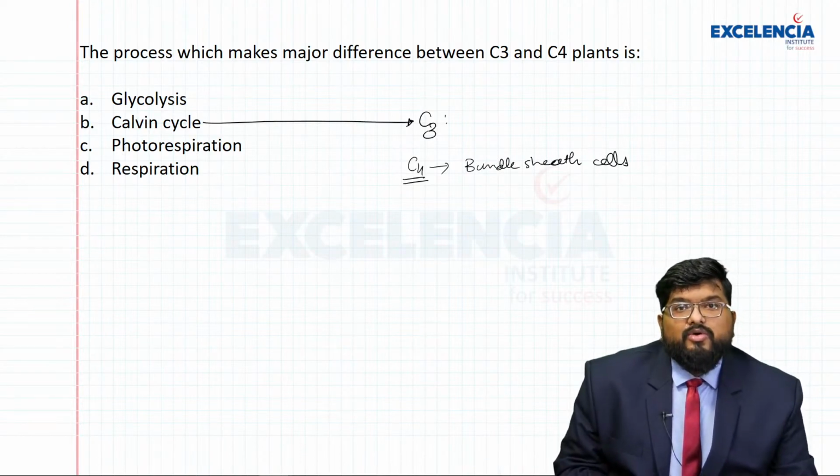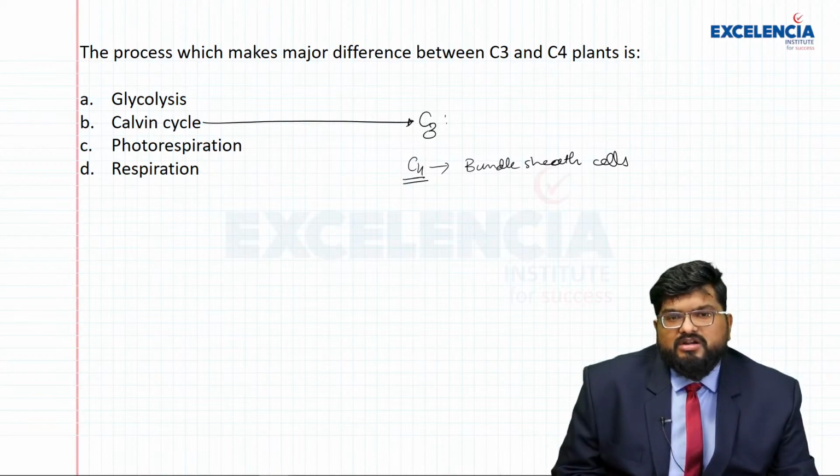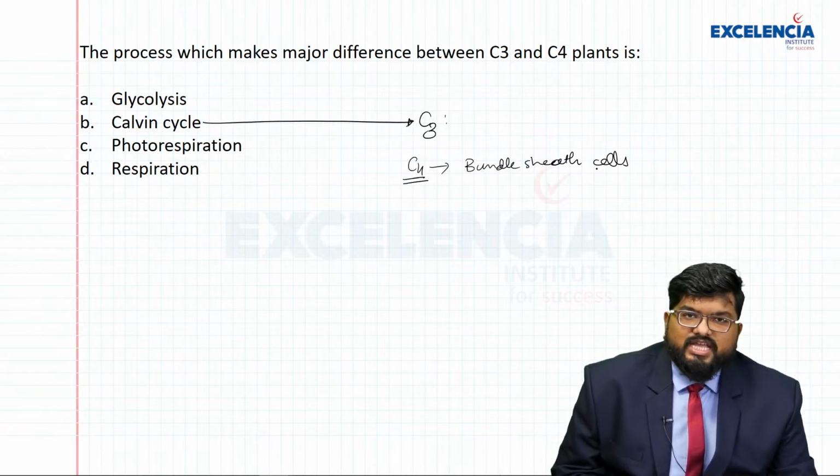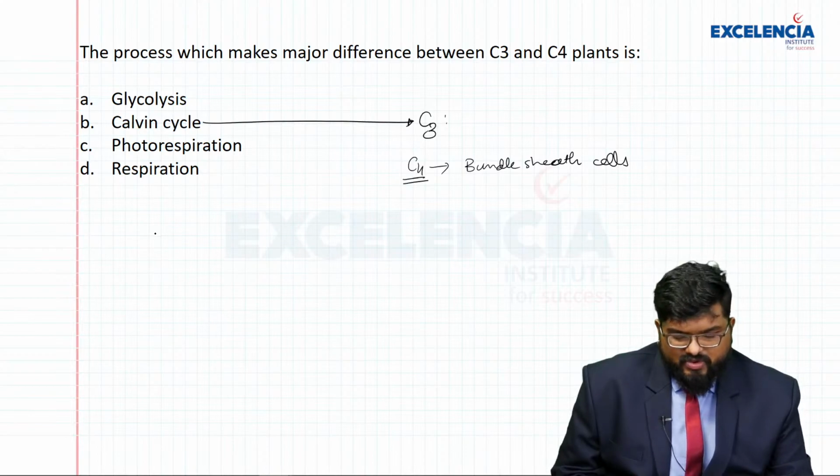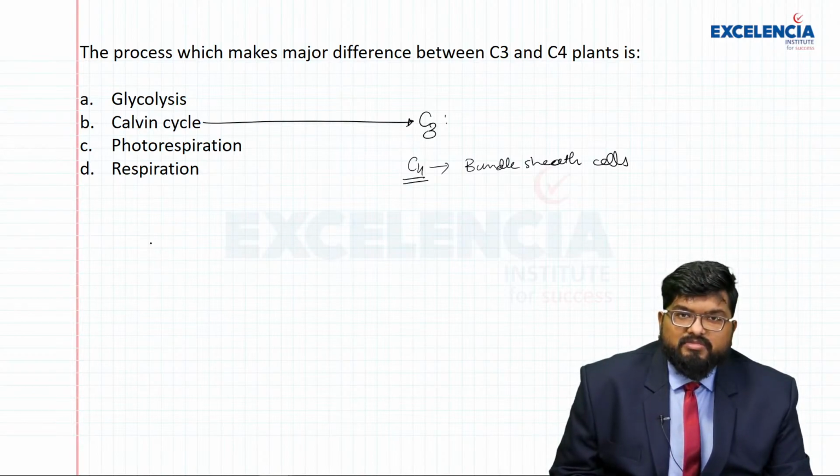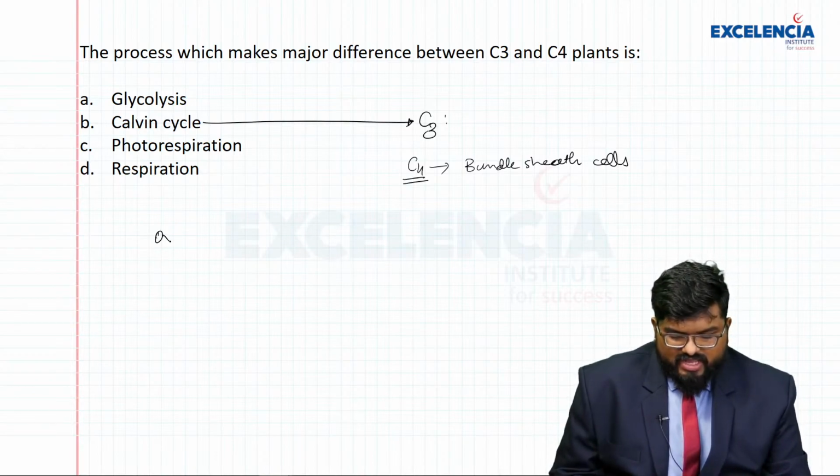Are you getting it? Where do we see them? We see them in the bundle sheath cells. So C3 cycle is also seen in the C4 plants, but in the bundle sheath cells. Why are they called C4 plants? Because the first stable compound is oxaloacetic acid, which is a 4-carbon compound.